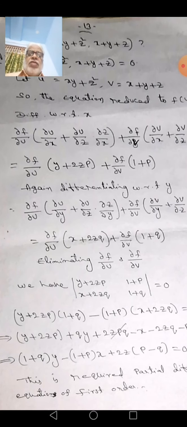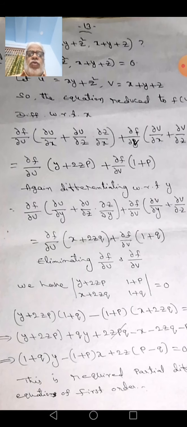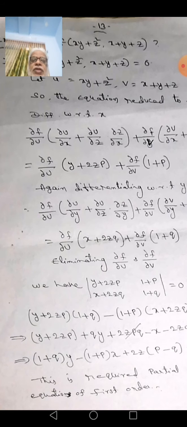Otherwise we can cancel terms and solve this problem, but by the easy determinant method we can eliminate dou f by dou u and dou f by dou v. Just write the coefficients and find the values. So y plus 2zp, 1 plus p, x plus 2zq, 1 plus q, like a b c d. The determinant of a b c d is ad minus bc. So (y plus 2zp)(1 plus q) minus (1 plus p)(x plus 2zq) is equal to 0.